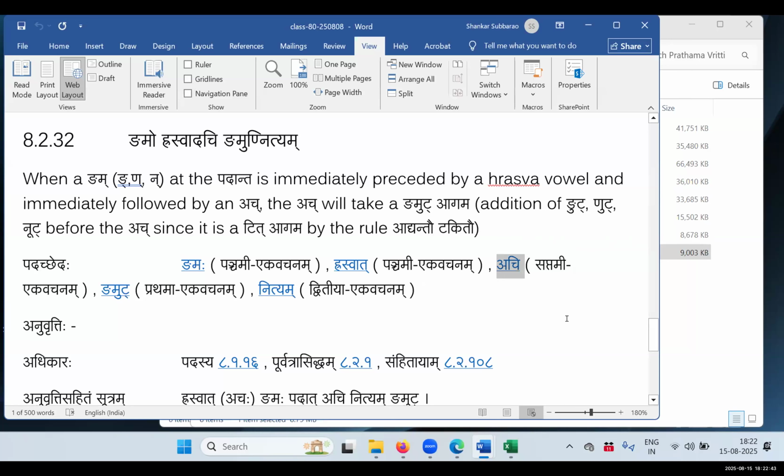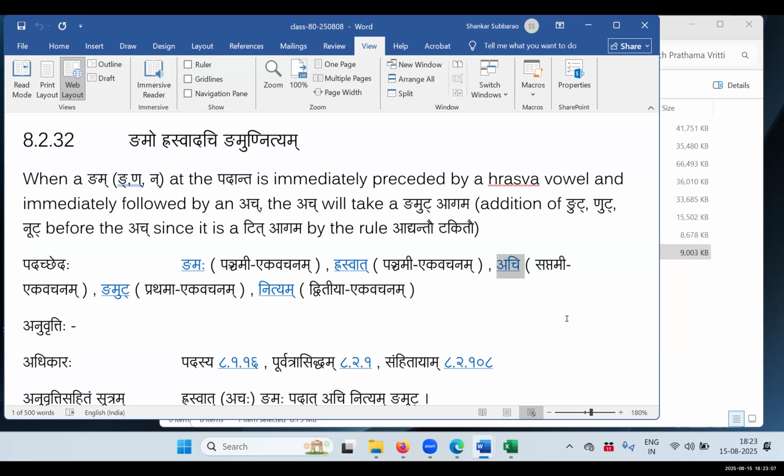What kind of an agama? Tit agama. Tit agama means it precedes, adyantau takitau. Since it precedes, you will get the agama before. So examples, you know a lot of them. We saw last time. Kurvan eva. Kurvan eva. What happens?